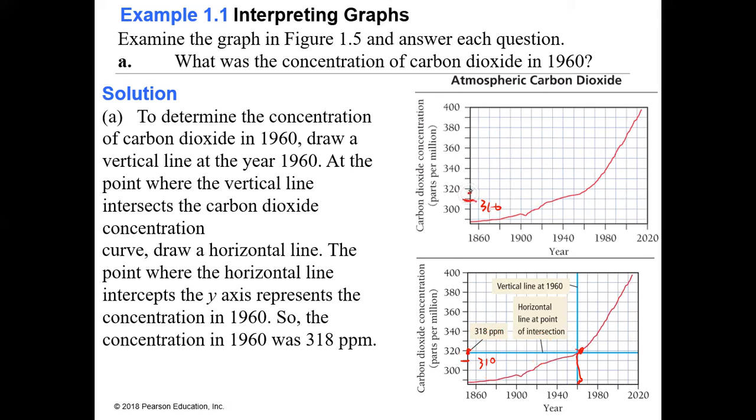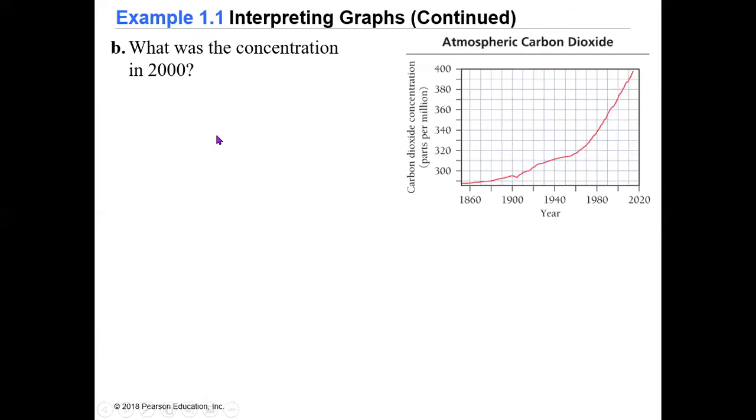And the line you want to read is that point. So therefore, we read approximately 318. If you estimate 317 or 319, so in this range, all are acceptable. But the book reading is 318. Okay, so then you will do similarly to read the concentration of CO2 at 2000.